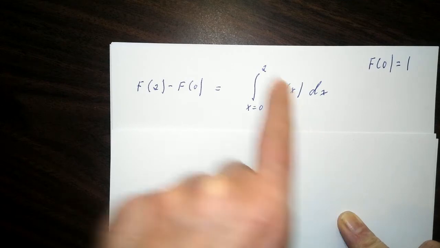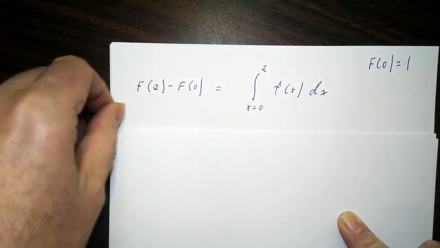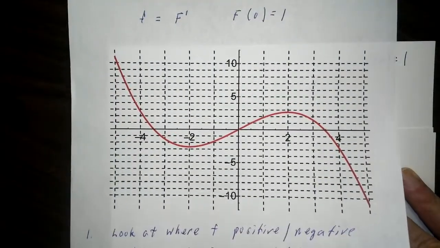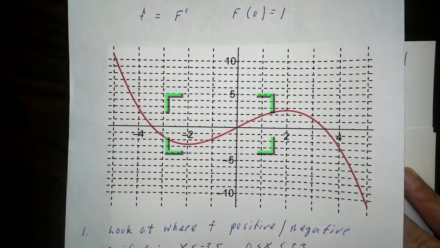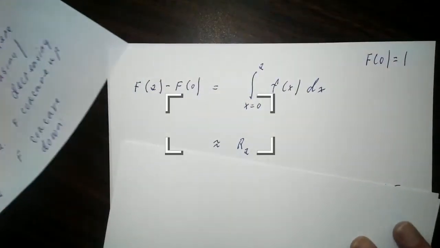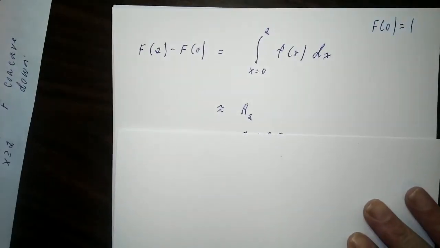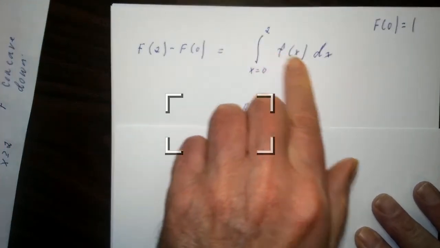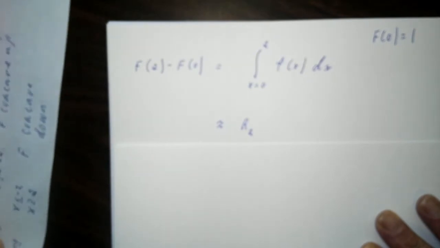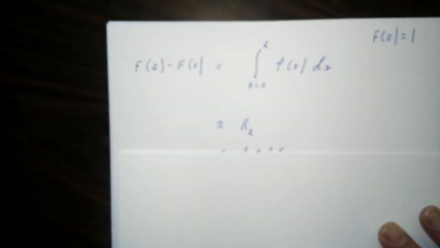Now we don't have a formula for little f. All we have really is its graph, and we have some grid lines. So I'm going to estimate capital F of 2. I'm going to estimate this integral using a right-hand Riemann sum consisting of just two rectangles. Of course, that's a very coarse estimate.